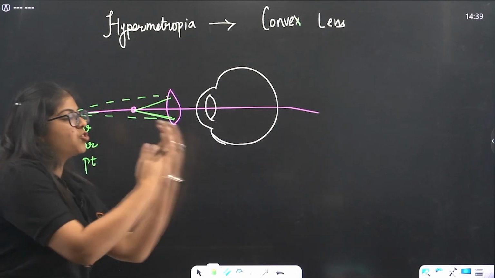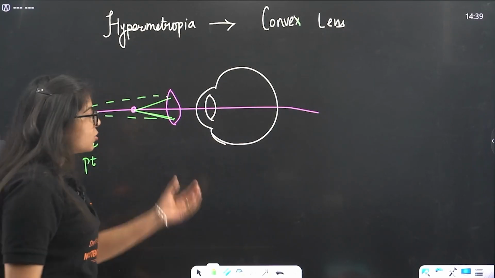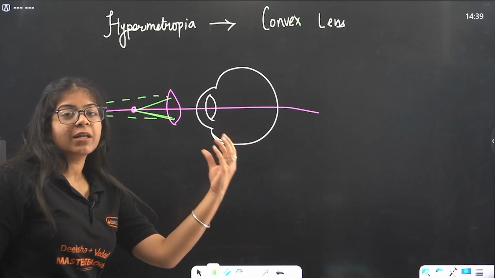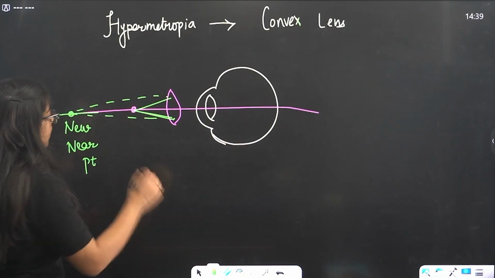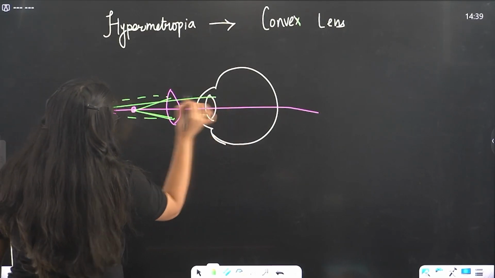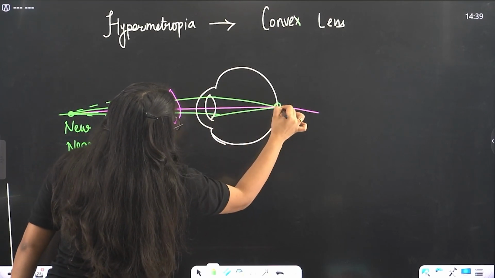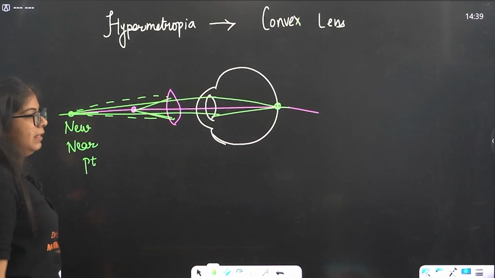My near point has shifted because of hypermetropia. So the near point has shifted. This is the new near point. At the new near point, our virtual image will be formed, and from this virtual image, the rays will go inside my eye lens and the image will be formed on the retina.